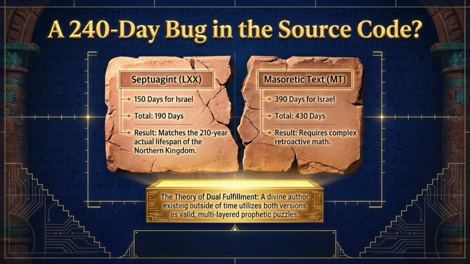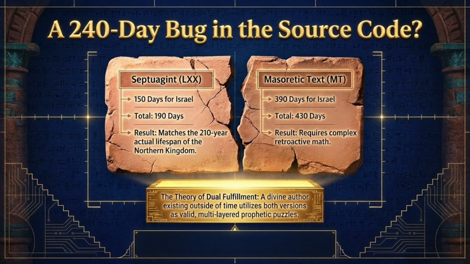the traditional Hebrew Masoretic text, clearly says what we just discussed. 390 days for the left side, 40 days for the right side. Right. That's a total of 430 days. But if you crack open the Septuagint, which is the ancient Greek translation of the Hebrew Bible created by Jewish scholars a few centuries before Christ, it says Ezekiel was commanded to lie on his left side for only 150 days. Yeah, that's a huge difference. 150 plus 40 for Judah gives you a total of 190 days. So we are looking at a discrepancy of 240 days, which entirely changes any historical or predictive math you try to build on top of it.